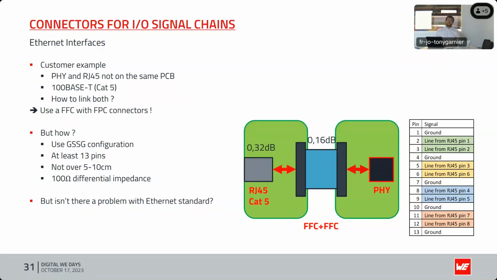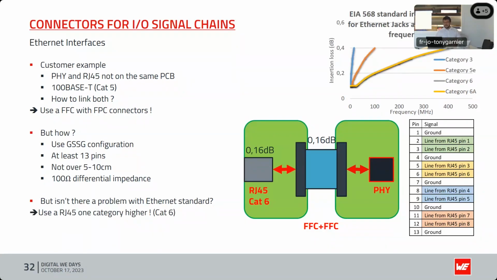The category 5 RJ45 has a loss of 0.32 dB. If the loss budget adds up, then this device will not respect the Ethernet standard. Well, we had an idea. The customer just had to bump the RJ45 up by one category with lower losses, so 0.16 dB for a category 6 RJ45, and then the whole device, if it has a continuity in impedance, will respect the loss budget for Ethernet.